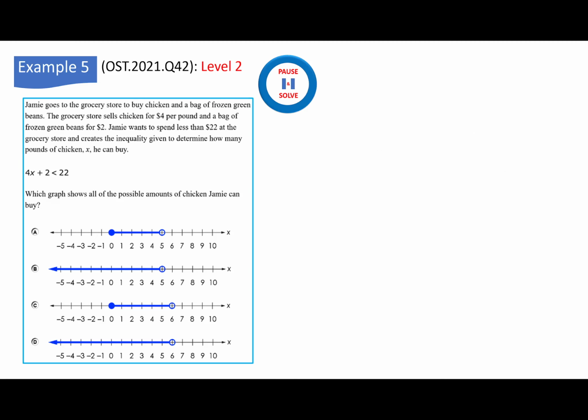Example 5. Jamie goes to the grocery store to buy chicken and a bag of frozen green beans. The grocery store sells chicken for $4 per pound and a bag of frozen green beans for $2. Jamie wants to spend less than $22 at the grocery store and creates the inequality given to determine how many pounds of chicken X he can buy. They were nice to you and they already gave you this. So all this language is just to explain what's going on, but they gave you this, so we need to solve this.